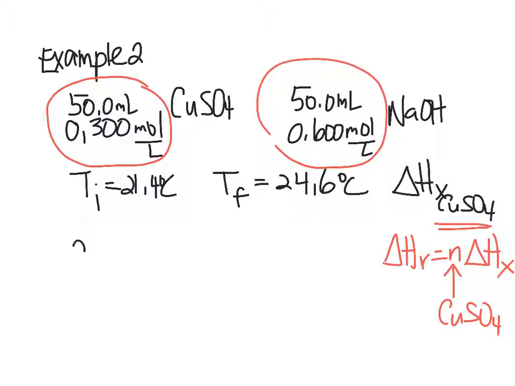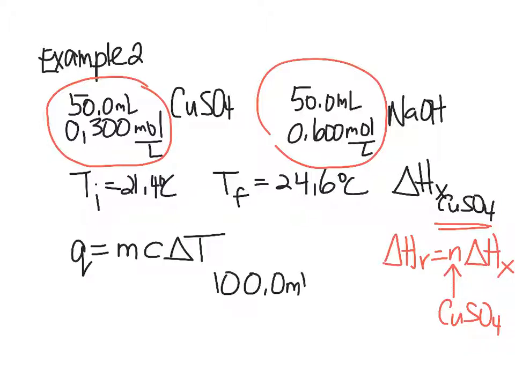So for Q equals mc delta T, this is for the surroundings. We're going to include both volumes. So we've got 100 milliliters. But 100 milliliters is not in grams, so you have to convert it. Remember, one of the assumptions of our calorimeter is that all dilute solutions have the same density and specific heat capacity as water. So you have to show this step. You convert milliliters to grams.